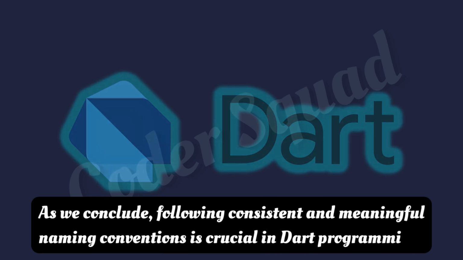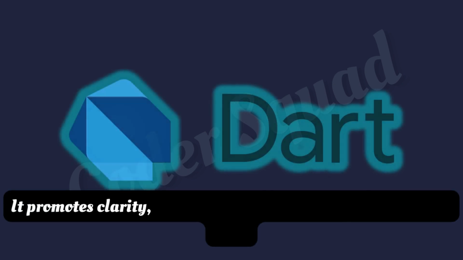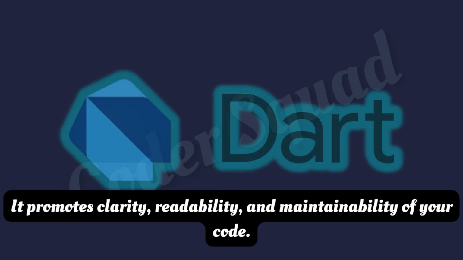As we conclude, following consistent and meaningful naming conventions is crucial in Dart programming. It promotes clarity, readability, and maintainability of your code.